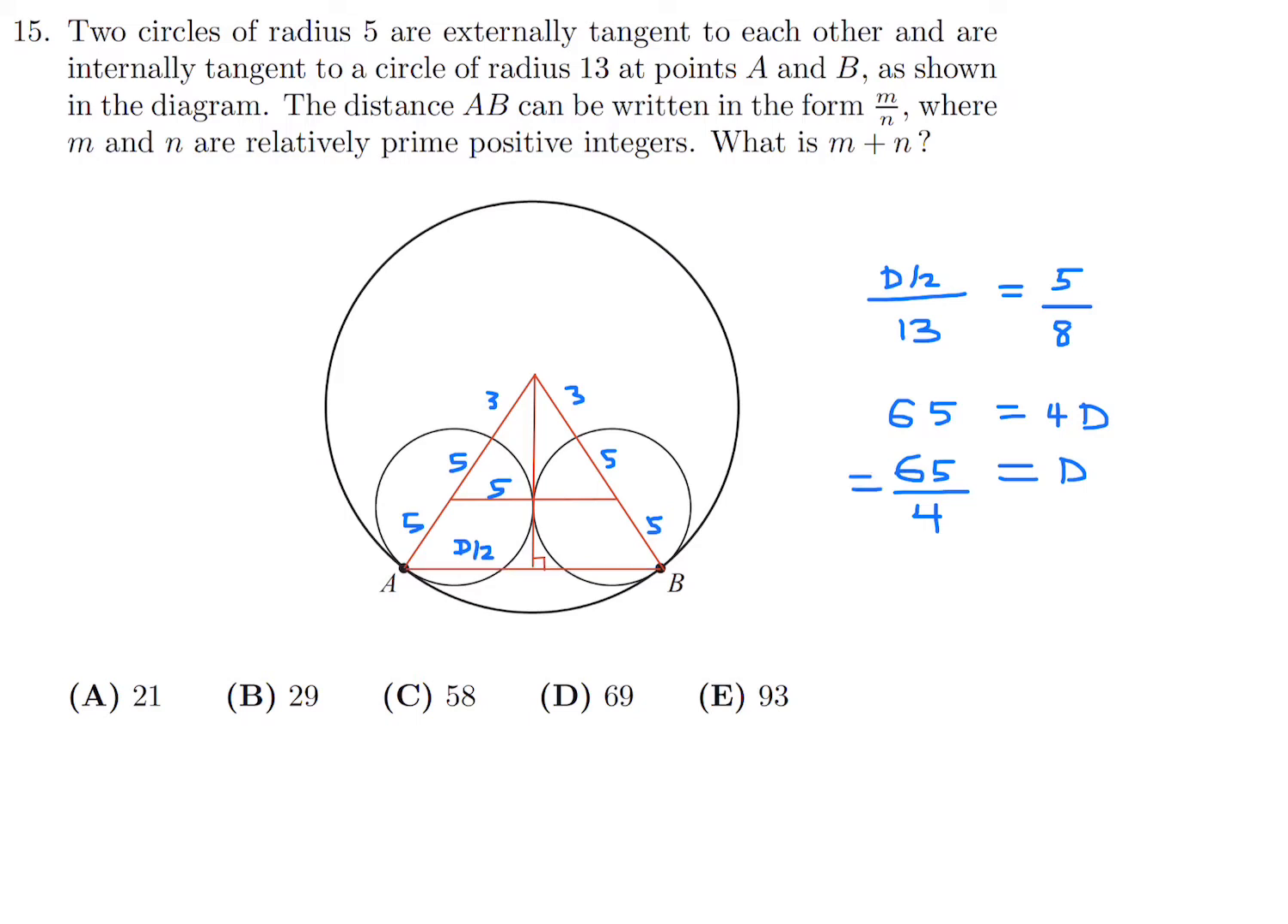And that is indeed in the form m over n. M and n are relatively prime to each other. That basically means that it's in lowest terms. And now they just want you to find m plus n, and that's going to be 65 plus 4, which is 69. Number 15, the answer is D.